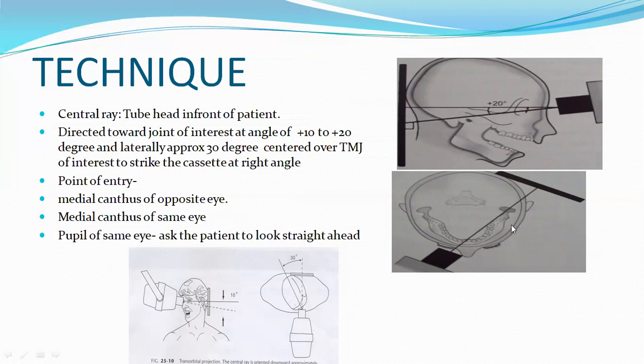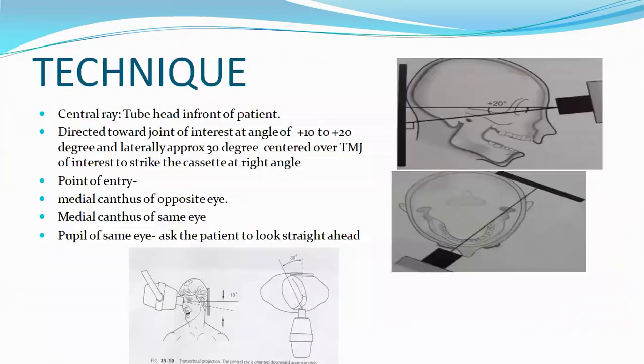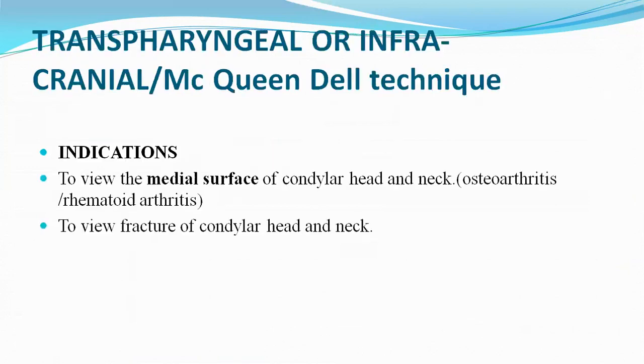Point of entry: now we have 3 points of entry here. Either you can place the aiming cylinder over the medial canthus of the opposite eye or medial canthus of the same eye, or you can keep it over the pupil of the same eye, and you have to tell the patient to look front while keeping the aiming cylinder. This is the view of the joint taken in transorbital projection. Exposure parameter: it is 70 kVp, 8 milliampere, exposure time is 0.7 seconds.